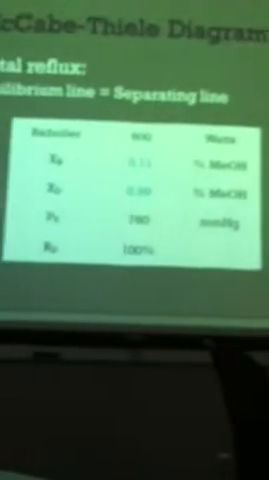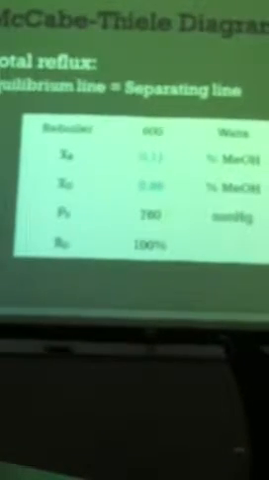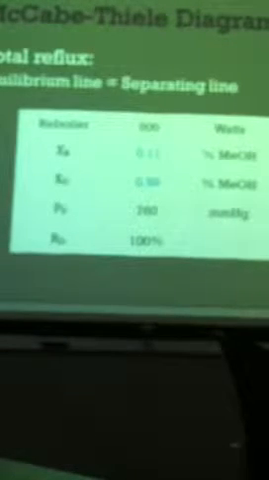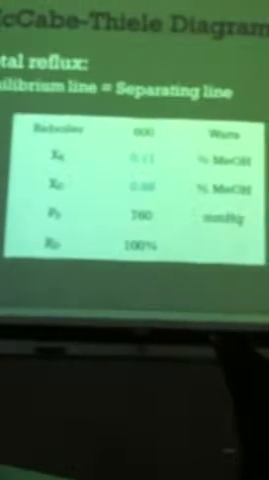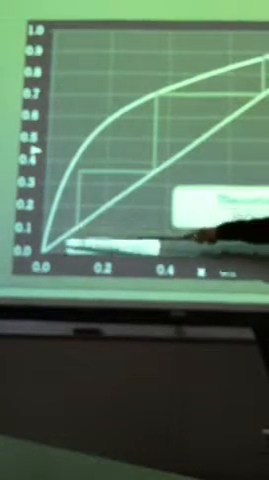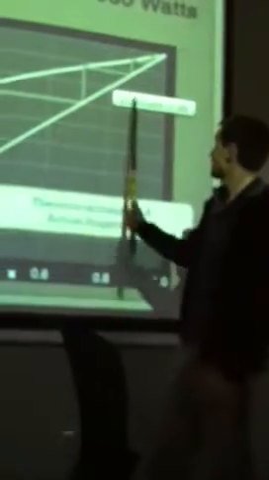At total reflux, constructing the McCabe-Thiele diagram, your operating line is your diagonal line, and the equilibrium line is the curve. You'll see that right here. So typically in a McCabe-Thiele diagram, you'll have a diagonal line, and then this is your equilibrium line, and then you usually have a rectifying and stripping line, which are based off your feed. But in this we have no feed and 100% reflux, so this is the line that it's based off of.